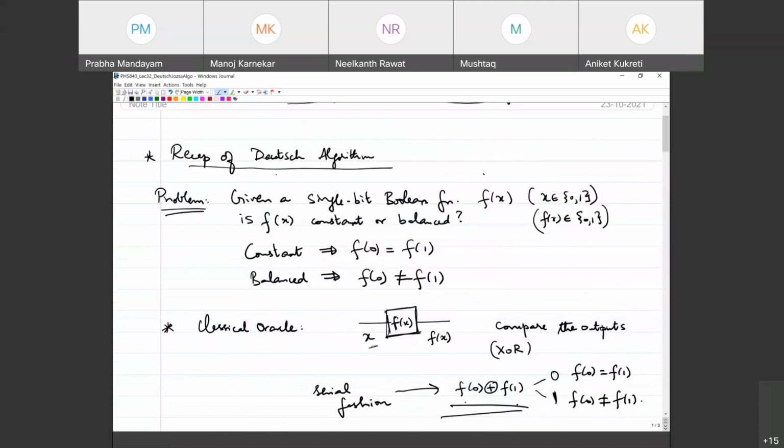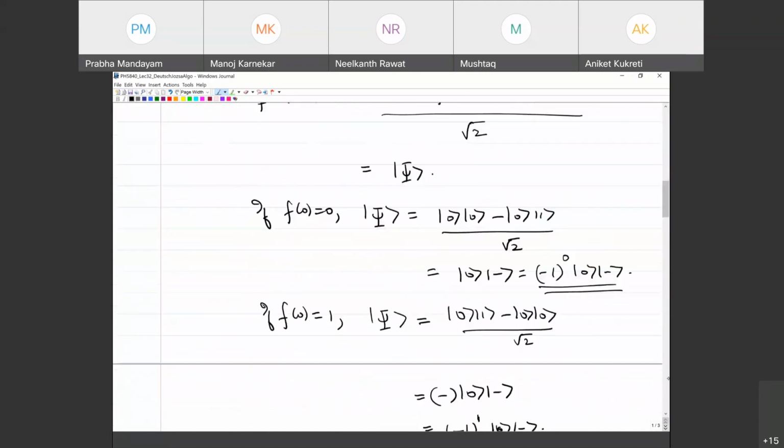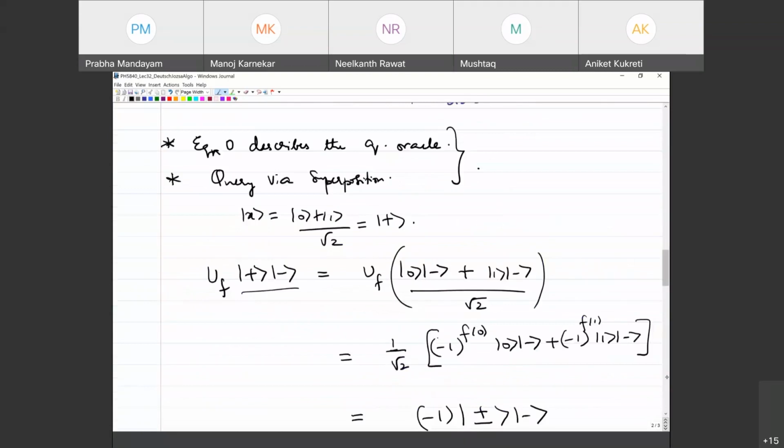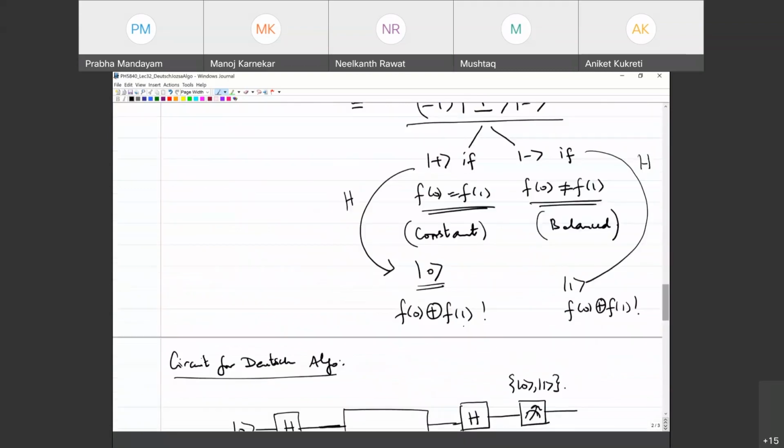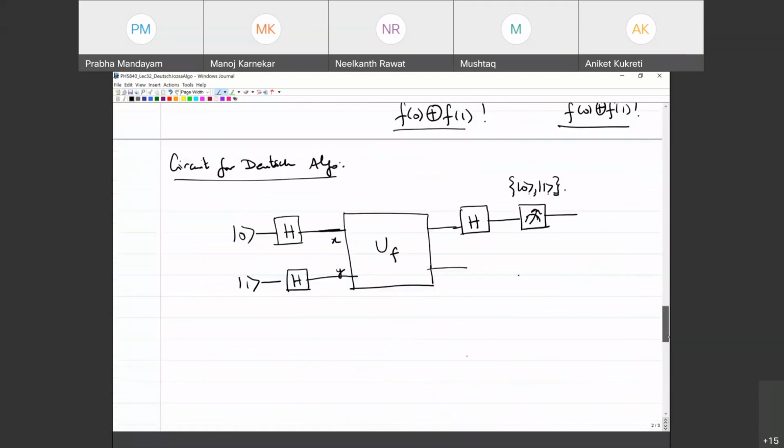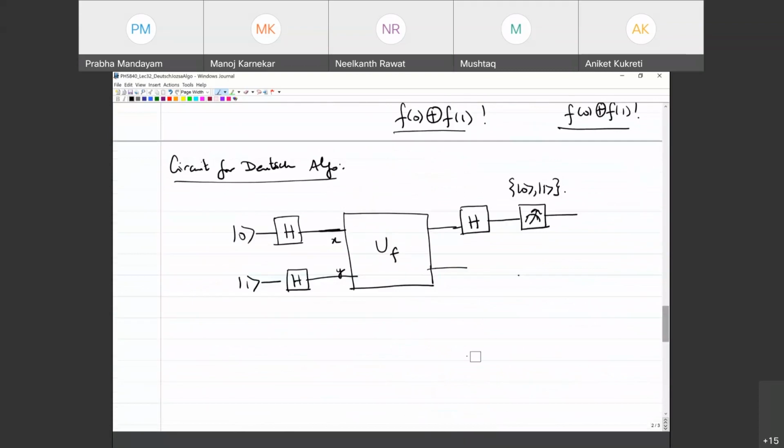So what you have done with all this machinery of this quantum oracle and Hadamards is to essentially realize the same classical functionality, except that now you're doing this in a single shot as opposed to having to query the oracle twice. We don't quite care about what the ancilla does. It is in some state. We don't care what that state is, right?